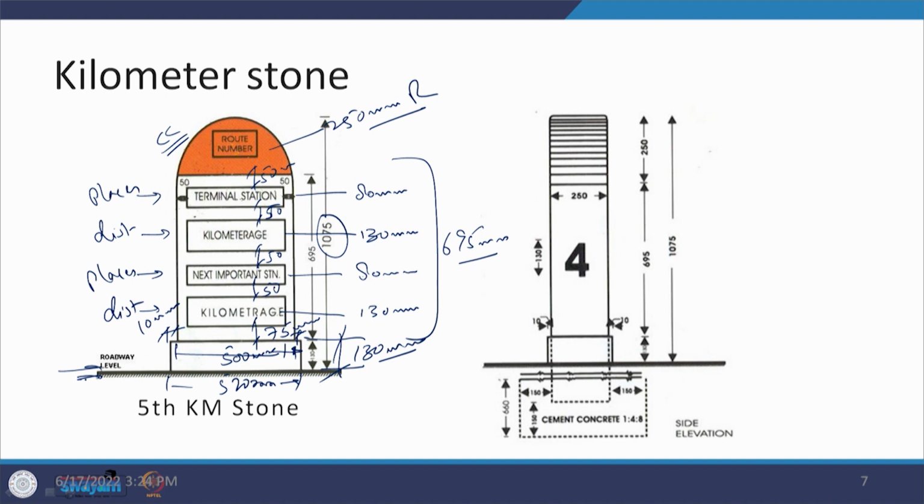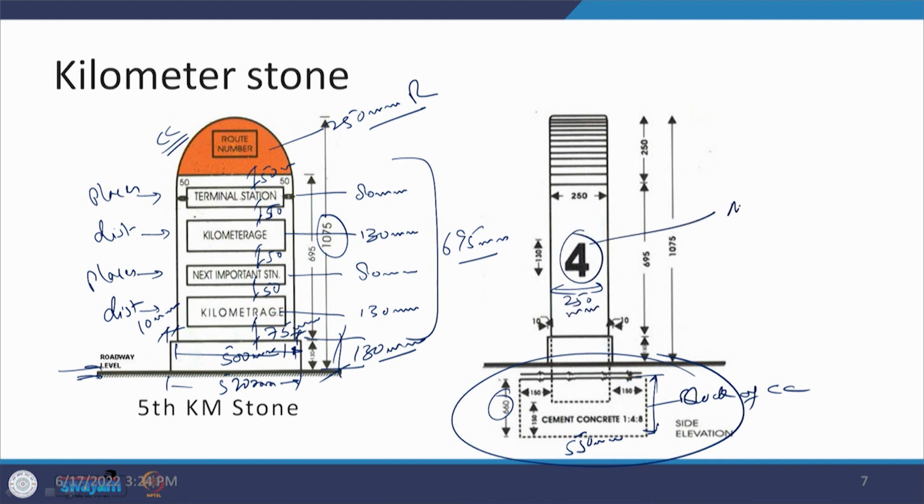Now, it is not being placed simply in this form at the ground level. What it is, it is being embedded inside. So, what you find is that there is a concrete block of cement concrete. This is having a 150 here and 150 here, and this is 250. So, this is 550 is the size, and then this is 660 mm is the height of this block. Now, this is the width. So, this width is 250 mm.